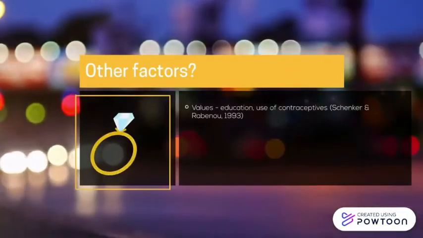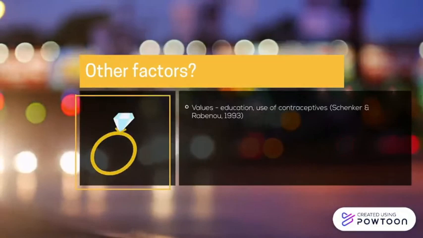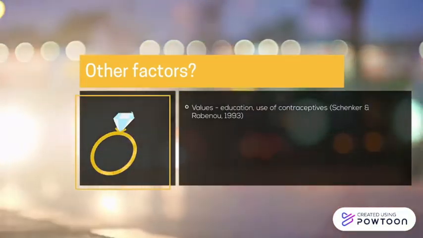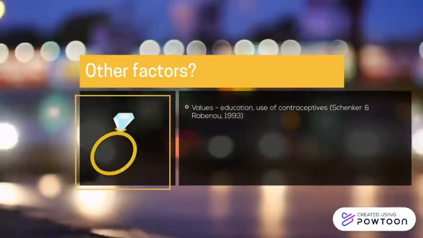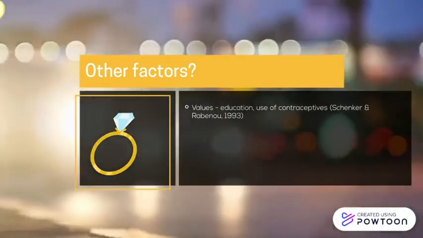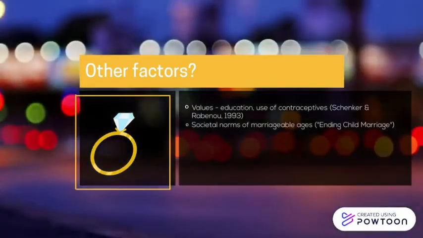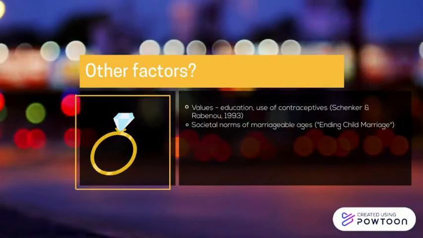Another possible factor are people's values. People have different viewpoints which can impact the data. For example, communities that value education will have a higher average of schooling for females. Another factor could be societal norms. Cultures have different societal norms than others. For example, countries with lower marriageable rates will have more births from young women.